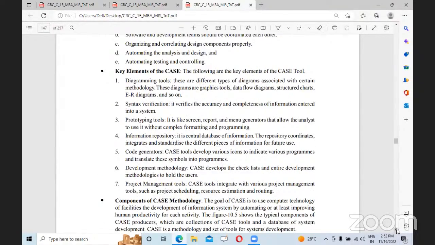What are the key elements of the CASE tool method? The following are the key elements. Programming tools with diagrams. These are the different types of diagrams associated with a certain methodology. These diagrams are graphic tools, data flow diagrams, structured charts, or ER diagrams, and so on. Previously, we discussed ER diagrams in the previous class.